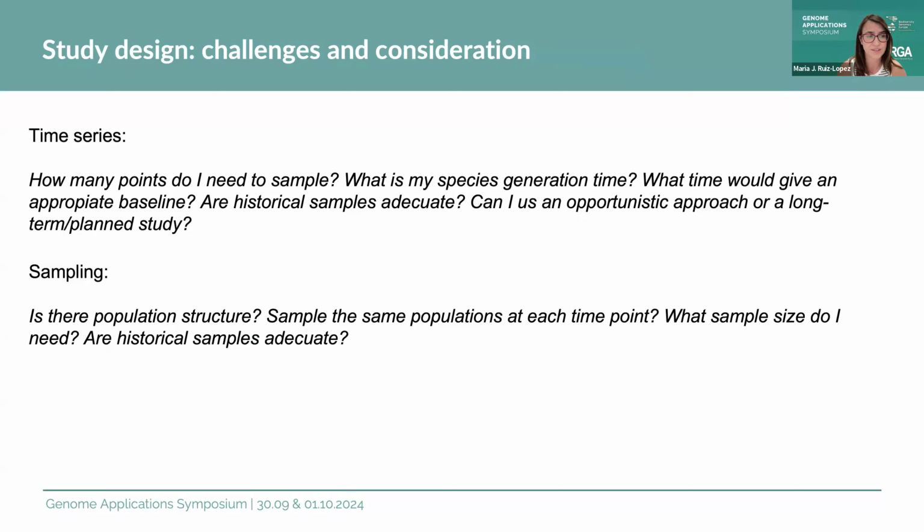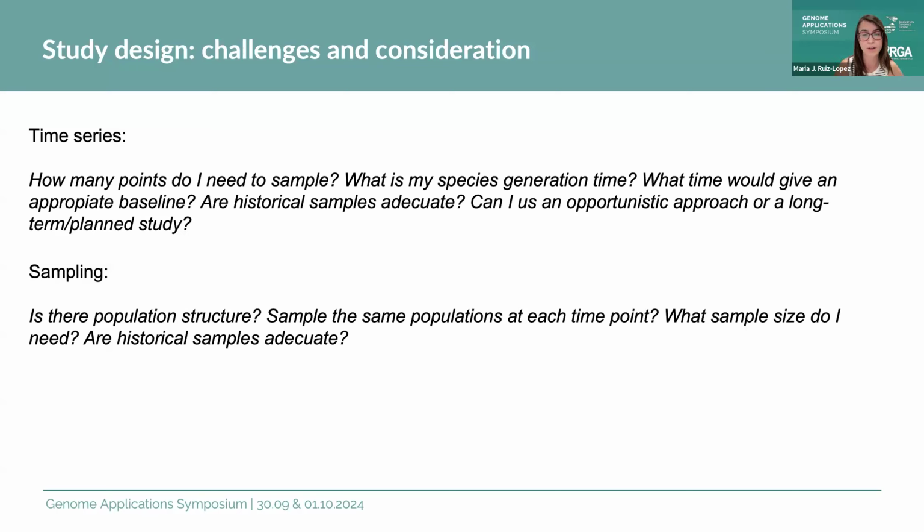So first, because it's a time series, how many points do we need to sample? That is going to depend a lot on our question. What is my species' generation time? We have to consider that to understand those changes. What time would give an appropriate baseline? Not all points in the past are going to be an appropriate baseline, depending on what we are studying. Are historical, museum samples adequate for our question? Can we use an opportunistic approach, or do we need a long-term or planned study where we are sampling time points in populations closer to the present?